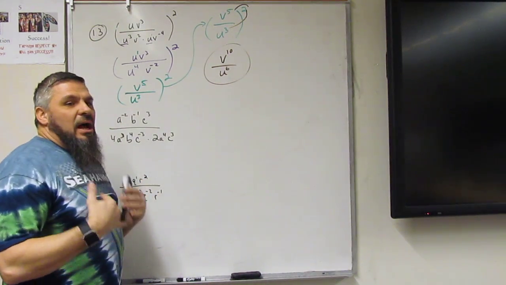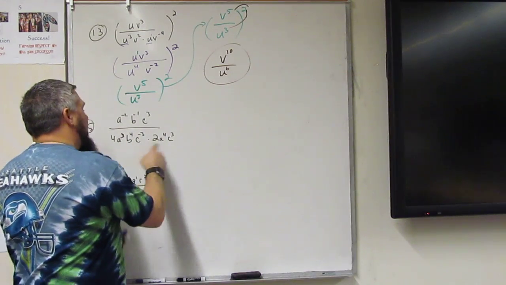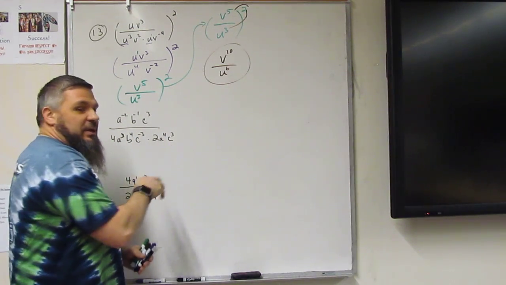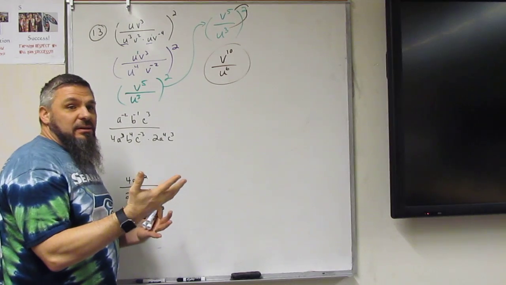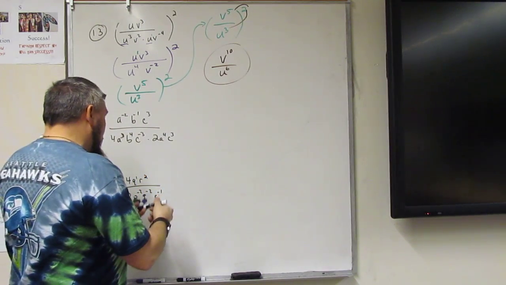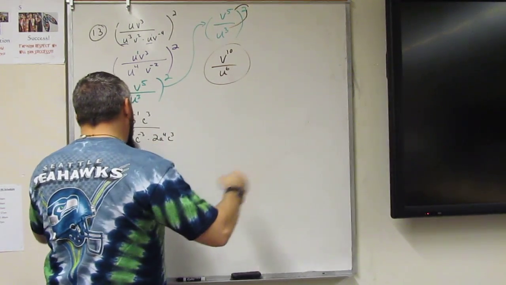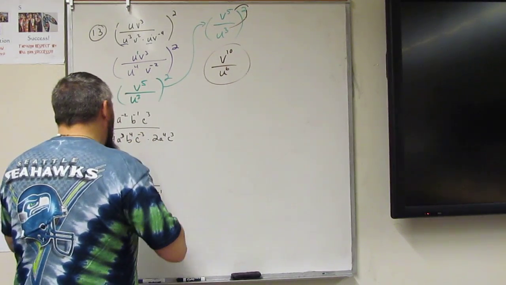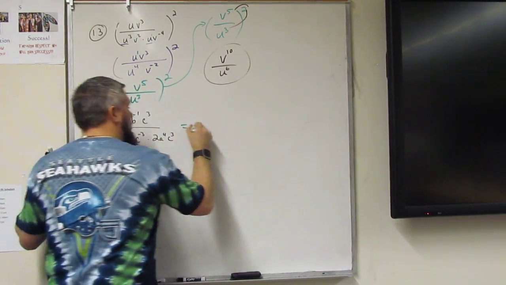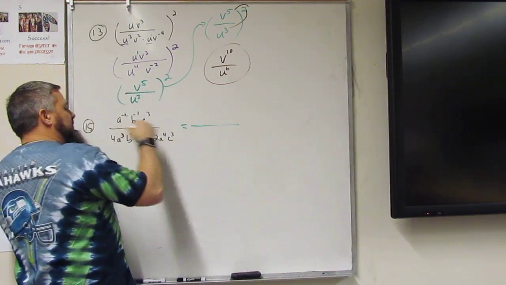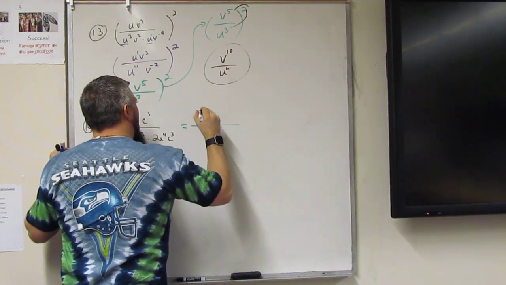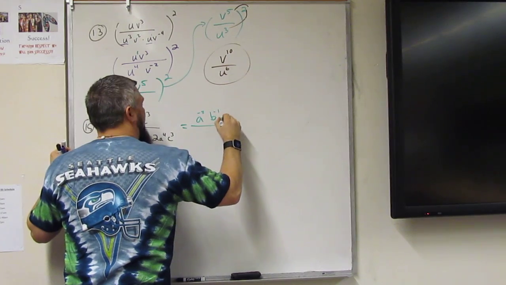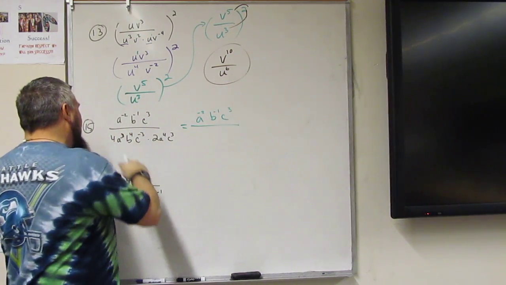Alright, next one. So again, I want to multiply first. If I can, I want to multiply first. So I see I can multiply, yeah? Alright, so I'm going to go this way, because there's not a lot of room right here. So I'm going to go here, and I'll say, well, this is done. a to the negative 2, b to the negative 1, c to the 3. But what's 4 times 2?